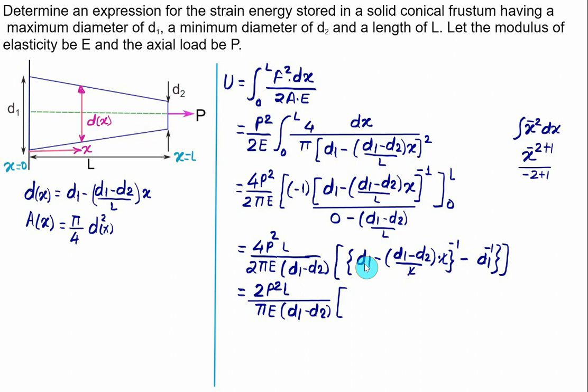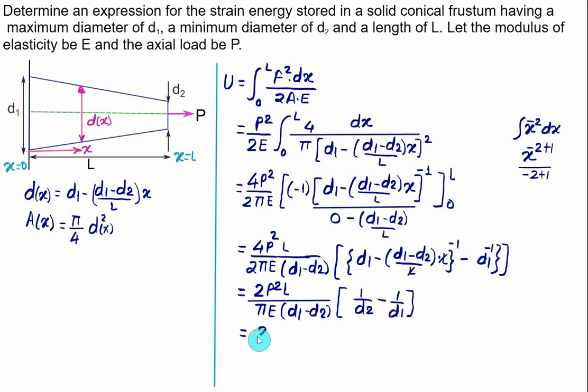Then we have to write down the upper limit here. Upper limit is L here, so that will get cancelled. We have d1 minus d1 cancelled, minus and minus become plus. So we have d2 to the power minus 1, which is 1 upon d2, and the second term here is 1 upon d1. Take LCM and solve it further.